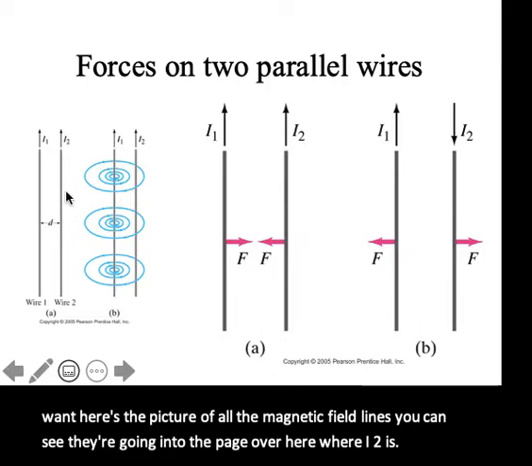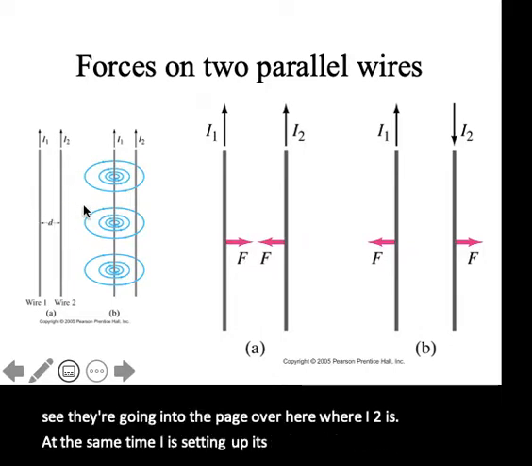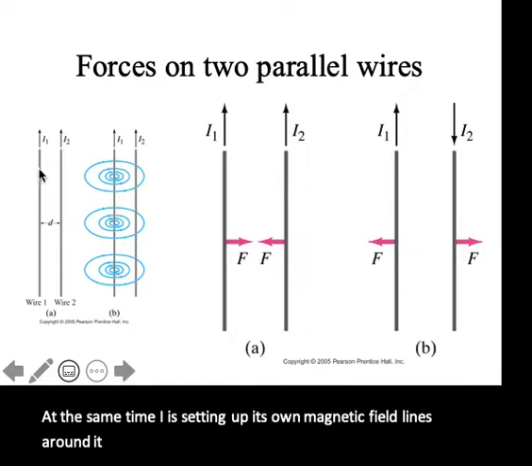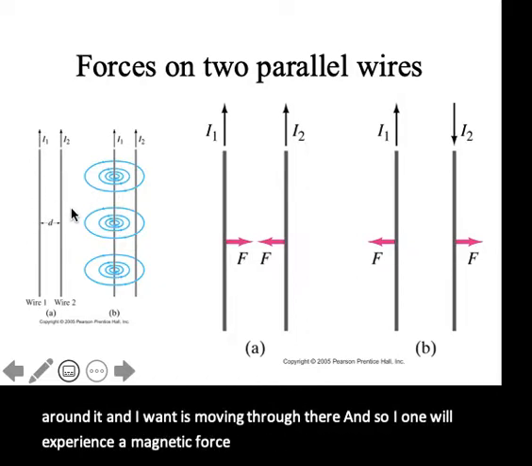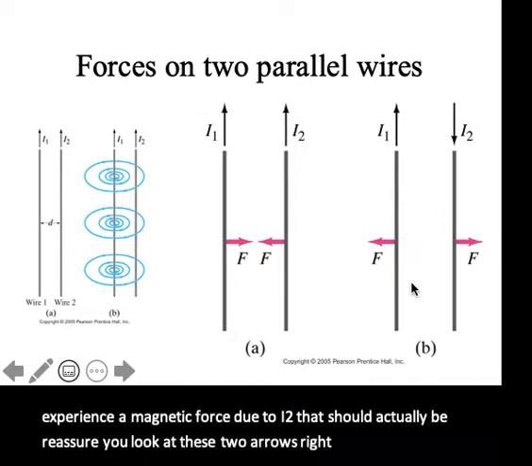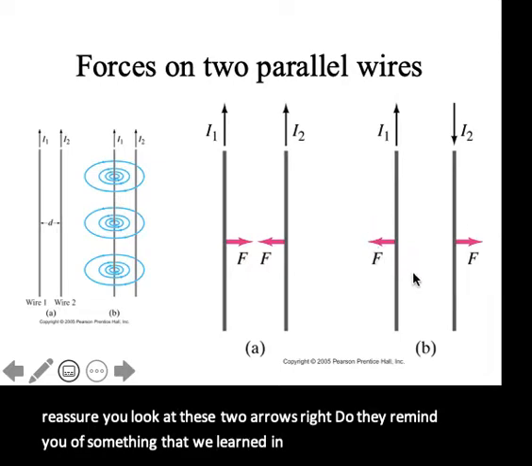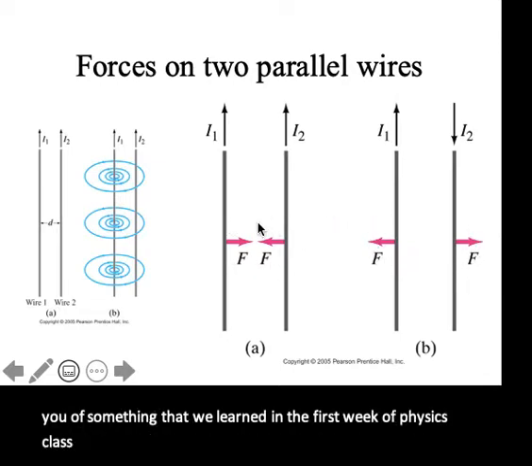At the same time, I2 is setting up its own magnetic field lines around it, and I1 is moving through there. And so I1 will experience a magnetic force due to I2. And that should actually reassure you. Look at these two arrows, right? Do they remind you of something that we learned in the first week of physics class? This is an action-reaction pair, right?